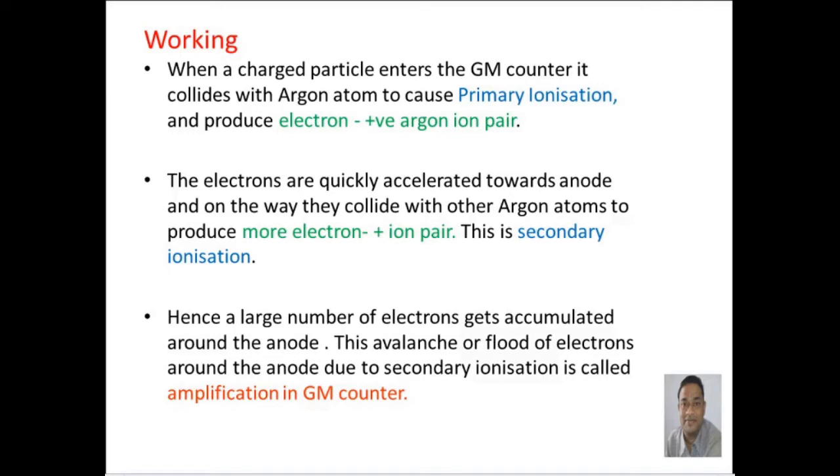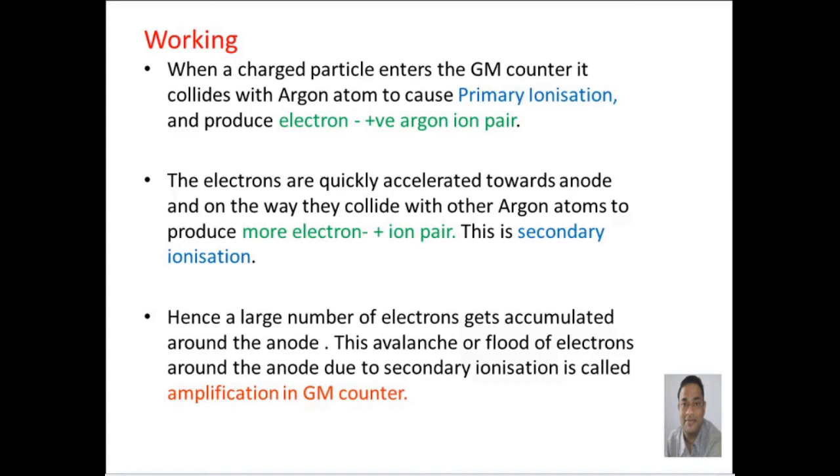Let's see the working of a GM counter. When a charged particle enters the GM counter, it collides with an argon gas atom to cause primary ionization, to produce an electron and positive argon ion pair.